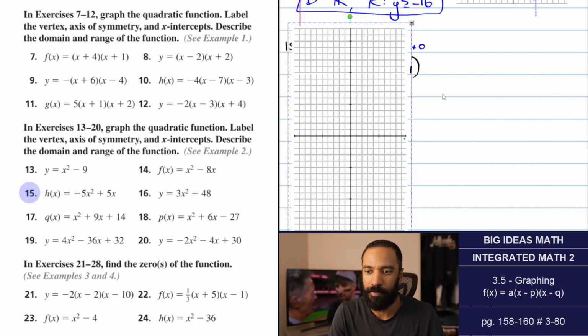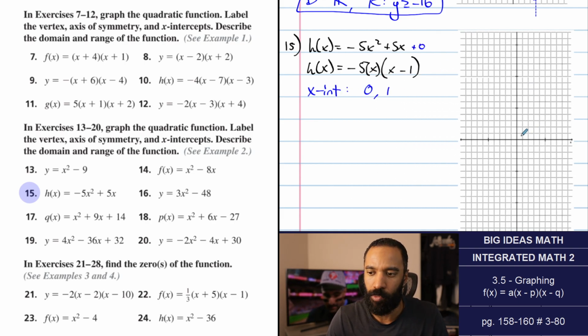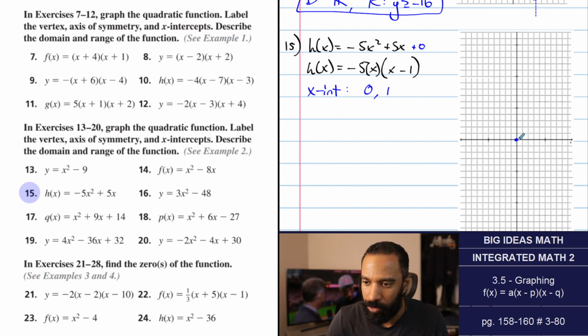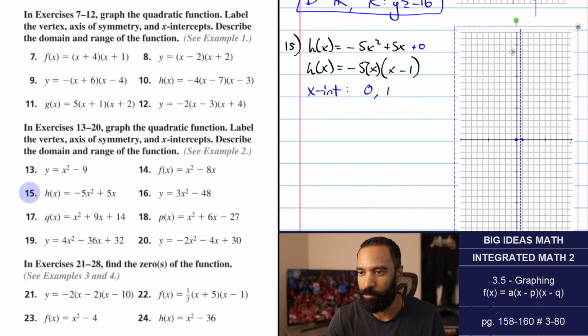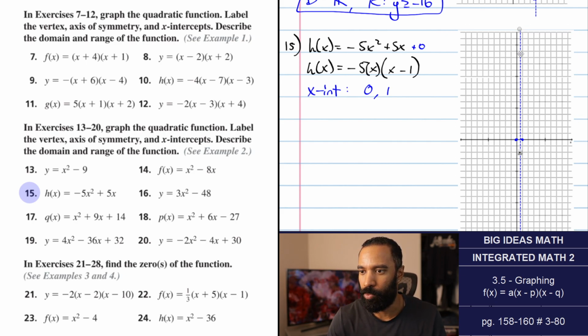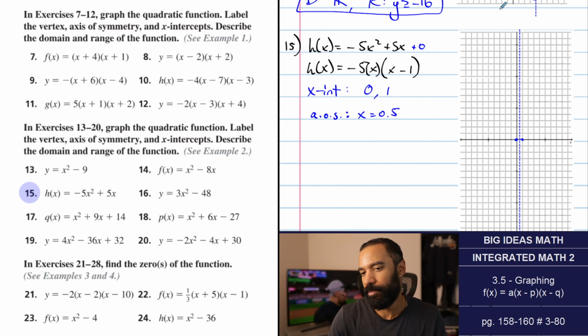So halfway in between 0 and 1, we'll find the axis of symmetry, and we'll find the vertex as well. It should be slightly above, though, even with the stretch factor of 5. Let's plot that a little tighter. Okay, so there are the x-intercepts. Here's your axis of symmetry at 0.5. Let's substitute 0.5 into our equation. So, axis of symmetry, x equals 0.5.